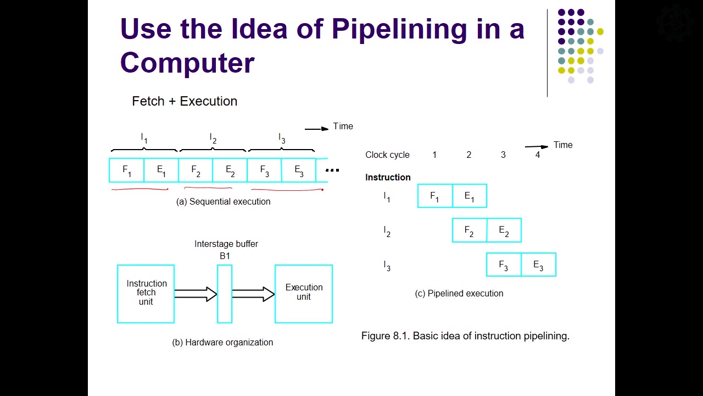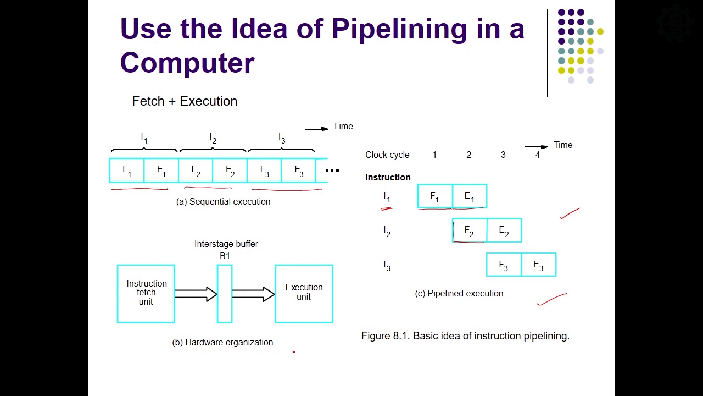Instead of that, if we use pipeline, this is the example here. For the first instruction, I1, executing fetch, and then while executing the execution part, the second instruction could execute the fetch and so on. This is another example of pipeline execution when the instruction has only two phases, one fetch and another execute.